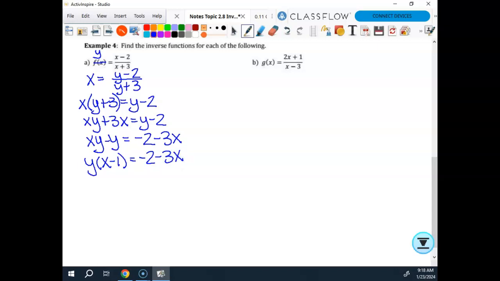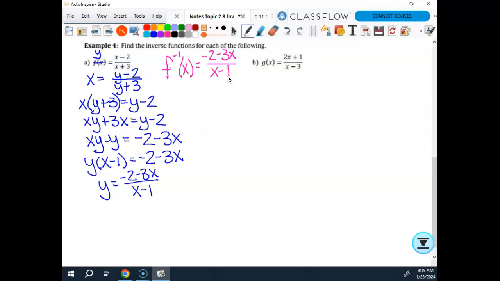Now what can I do to get y by itself? Divide by x minus 1. So now y equals negative 2 minus 3x over x minus 1. Everybody okay with that? So then my answer is f inverse of x equals negative 2 minus 3x over x minus 1. What questions do you have? Anything?